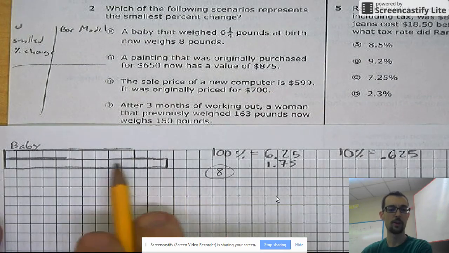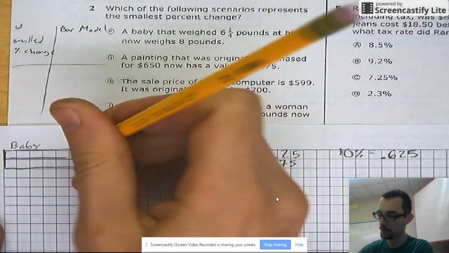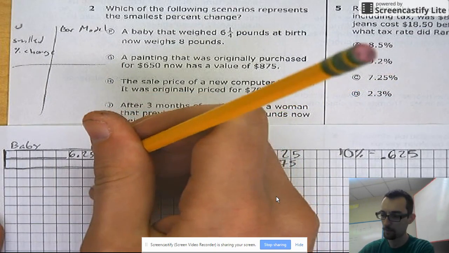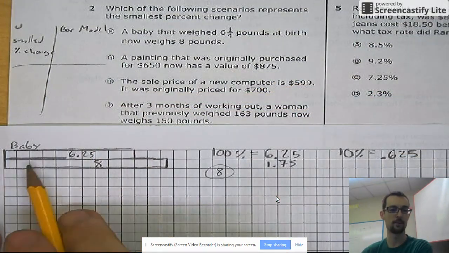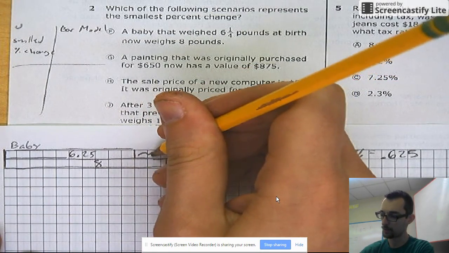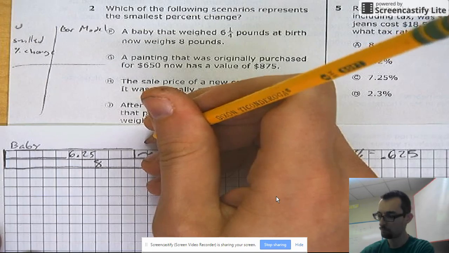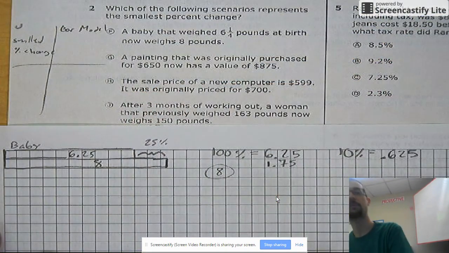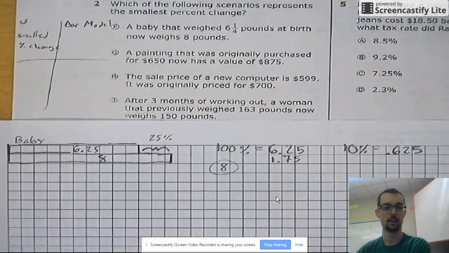Okay, so this is the baby's initial weight. The baby used to weigh 6.25 pounds. Now the baby weighs 8 pounds. And that's what the drawing looks like. 6.25 pounds, 8 pounds. Okay, and this is the percent change. About 25%.